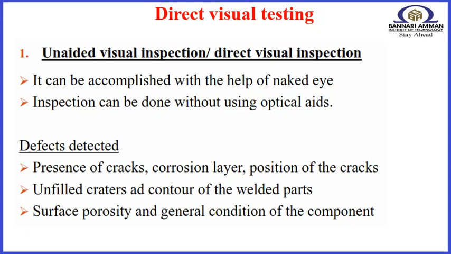1. Unaided visual inspection, or direct visual inspection. It can be accomplished with the help of the naked eye. Inspection can be done without using optical aids. Defects detected: presence of cracks, corrosion layer, position of the cracks, unfilled craters and contour of the welded parts, surface porosity and general condition of the component.